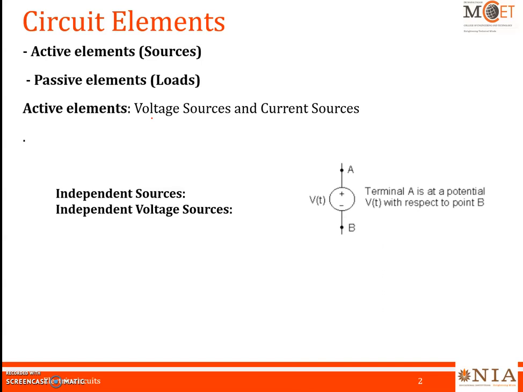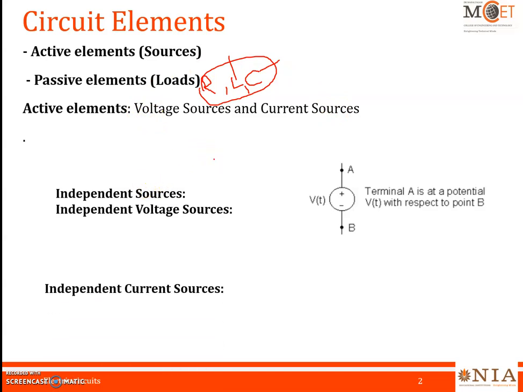The examples of passive elements are the loads, that is, resistor, inductor and capacitor, which come under the category of passive elements. The resistor dissipates power in the form of heat. The inductor stores energy in the form of a magnetic field and the capacitor stores energy in the form of an electric field. So these three are examples of passive elements. In the active elements, we have mentioned voltage source and current source.